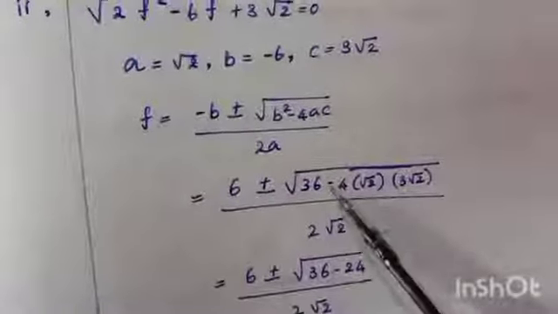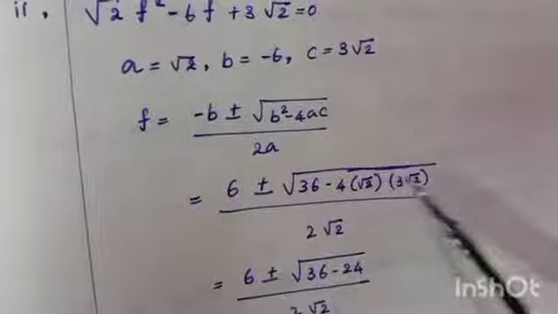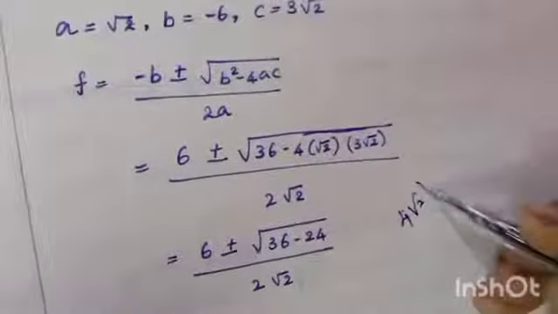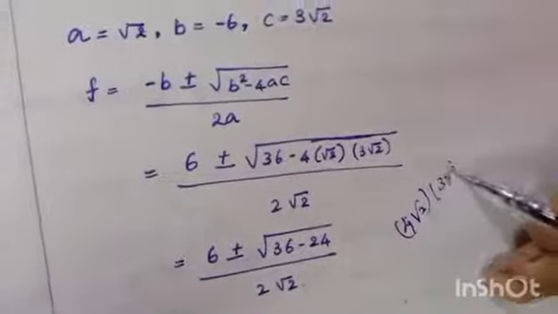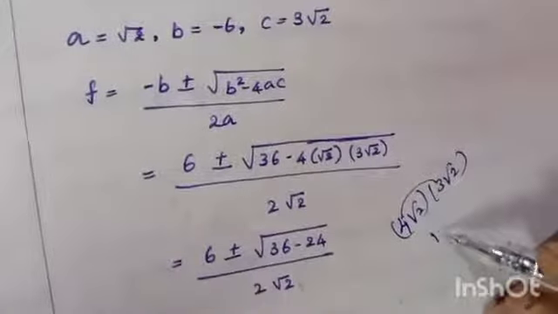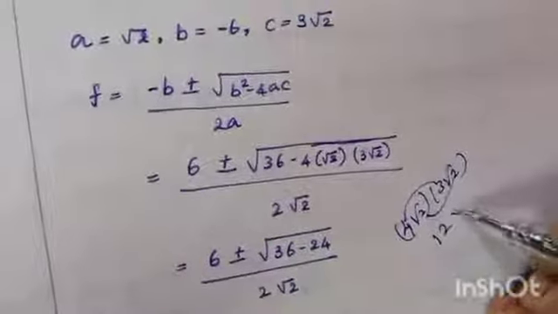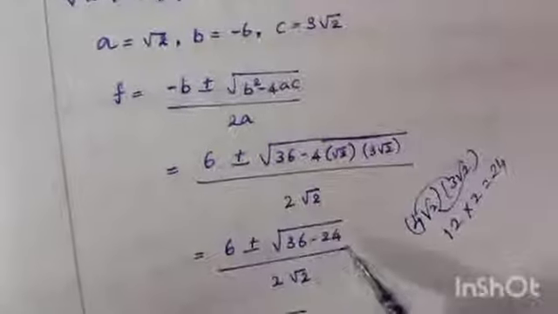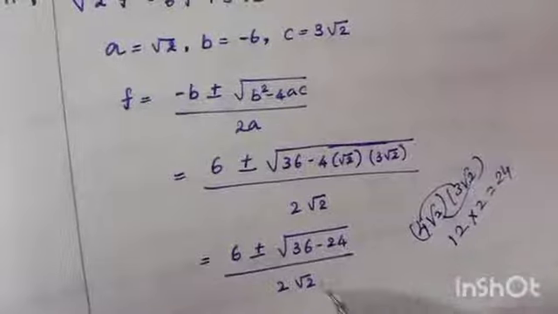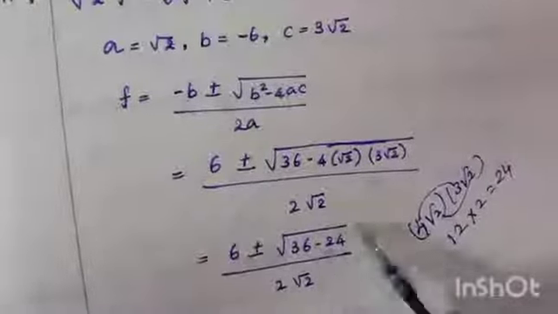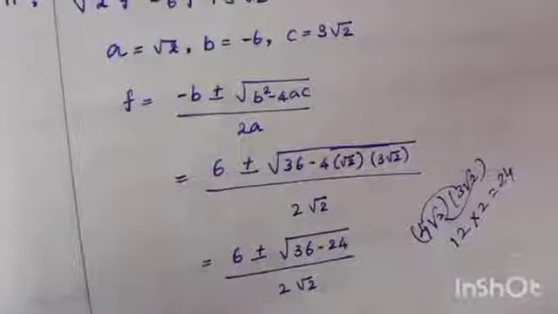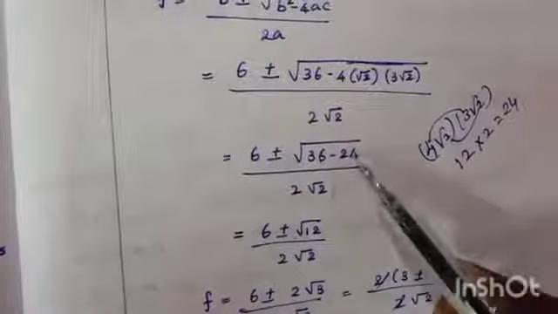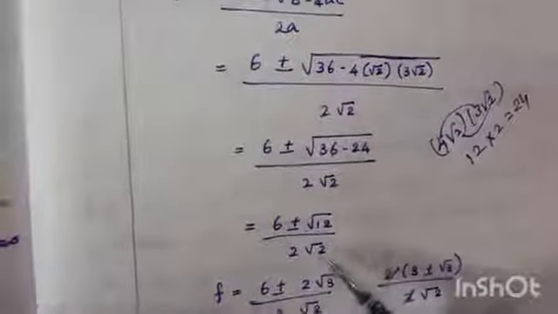6 plus or minus square root of 36 minus 4 root 2 into 3 root 2. So that is 4 threes are 12, root 2 into root 2 is 2, that is equal to 24. So 36 minus 24, whole divided by 2 root 2. 6 plus or minus square root of, subtract these two, that is 12, whole divided by 2 root 2.